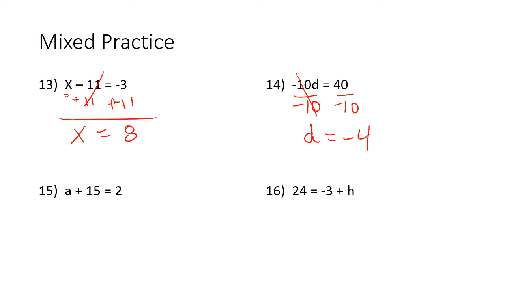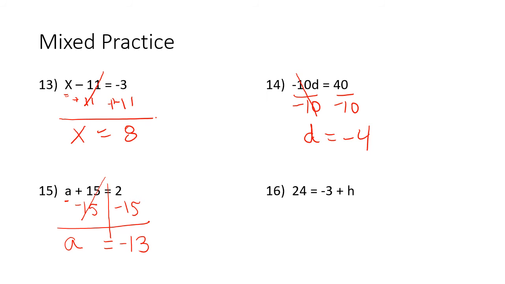Number 15, a plus 15 equals 2. Find your variable. What's happening to it? 15 is being added, so we do the opposite. We use the inverse operation, so we are going to subtract 15 on both sides. Remember, you can put that line down to show the different sides, left side and right side, if that helps you. Positive 15 minus 15 cancels. We have a equals 2 minus 15, which is negative 13.